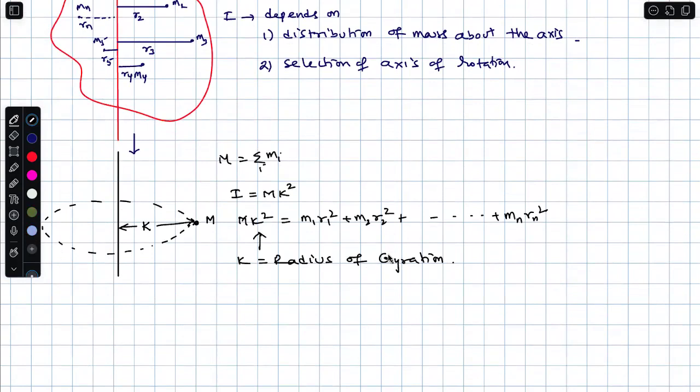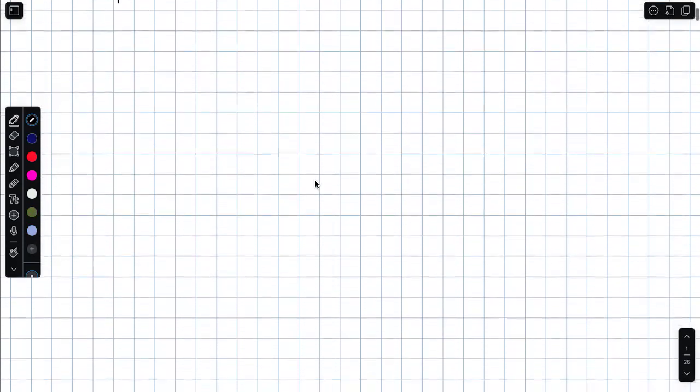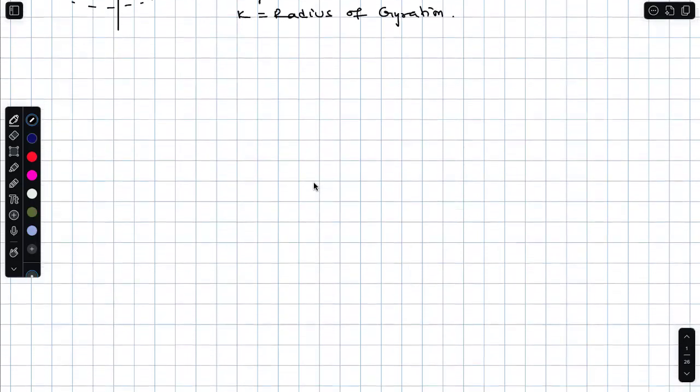Now we have different ways of identifying the distribution, but basically, before you start moment of inertia, you need to know two theorems. One is the parallel axis theorem.